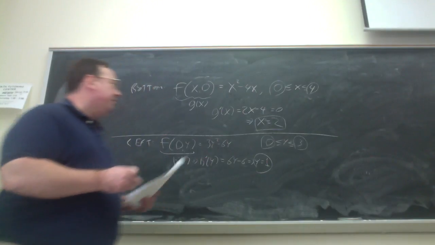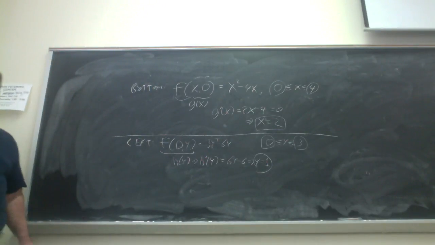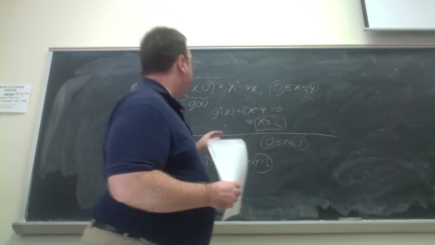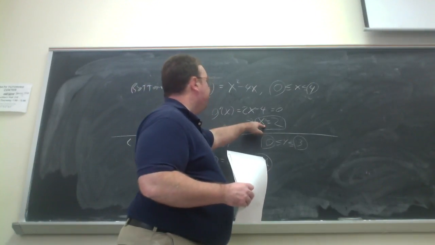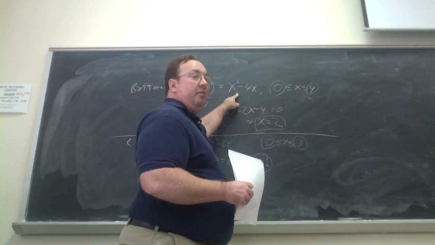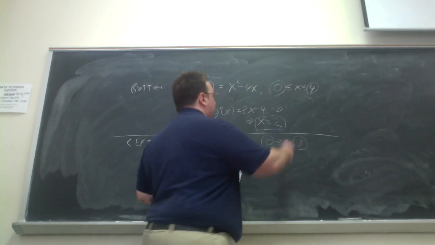So any questions about this edge? Where'd the negative 4 come from? When I plugged in x equal 2, this critical point in here. Okay, yeah, I got you.